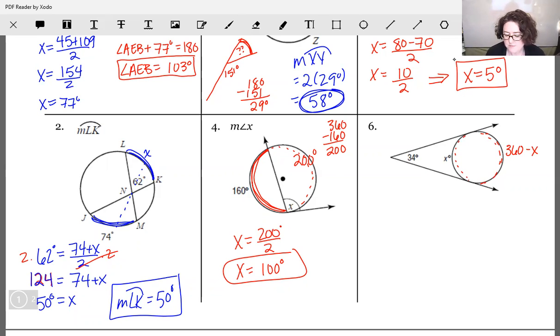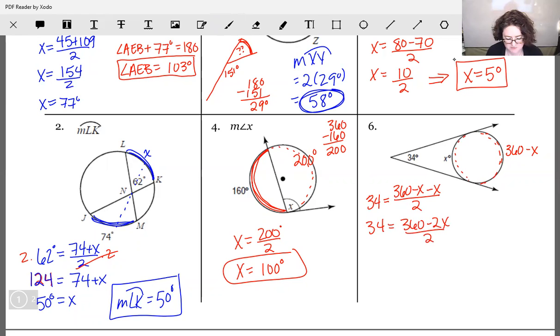So the angle, 34 degrees, equals the big arc, 360 minus x, minus the small arc, divide by 2. So this looks a little bit weird, but I can simplify this a little bit. What's negative x minus x? Or minus 1x minus 1x? So that's going to come out to 360 minus 2x, divide by 2, and now we just solve for x.